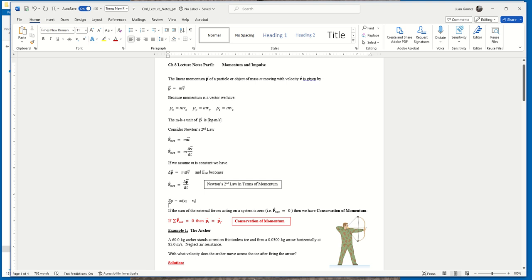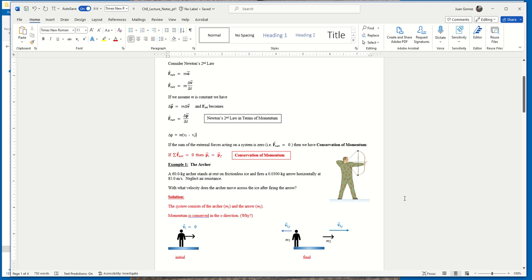Well, what is delta p? It's the change in momentum. The change in any quantity is the final minus the initial. So delta p is m, then parentheses, vf minus vi. And for now, we're going to stick with momentum in 1 dimension. We'll worry about 2 dimensions in another lecture.